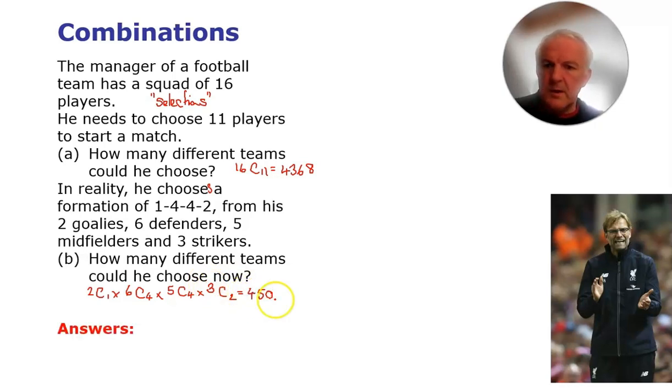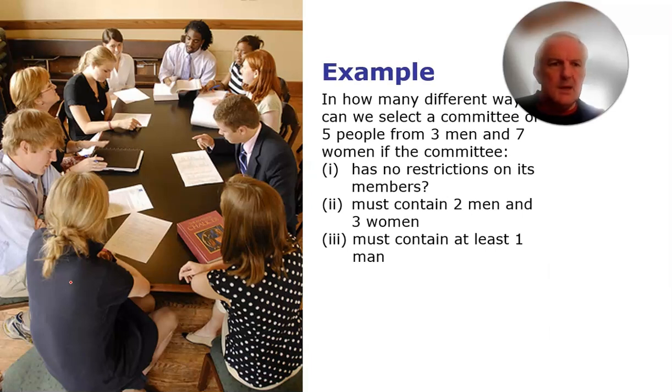Let's see what my answers were last time. 4368 and 450. So it works. This is very common, that you get a question which says, look, you've got all these options. And by the way, now we're not going to give you so many options, and you've got to break it down a bit. Let's see here.